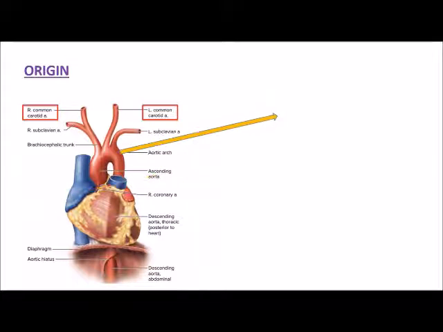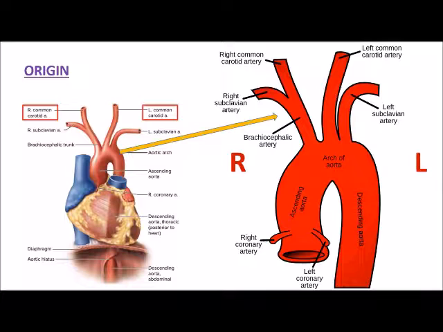Here you can see arch of aorta arising from the heart. Arch of aorta on right side gives out the brachiocephalic artery, which in turn divides into right subclavian artery and right common carotid artery. But on left side, the arch of aorta directly gives rise to the left common carotid artery and left subclavian artery. That means on right side, the right common carotid artery is a branch of brachiocephalic trunk, but on left side, the left common carotid artery is a branch of arch of aorta.